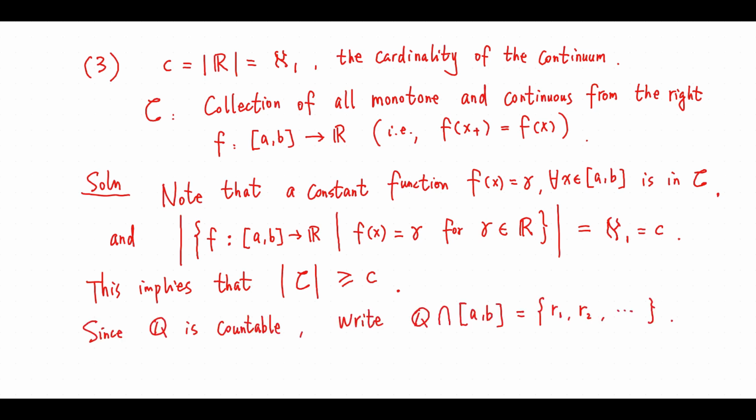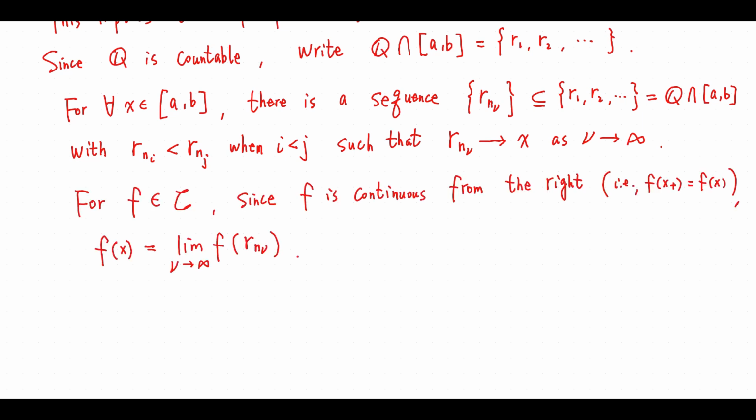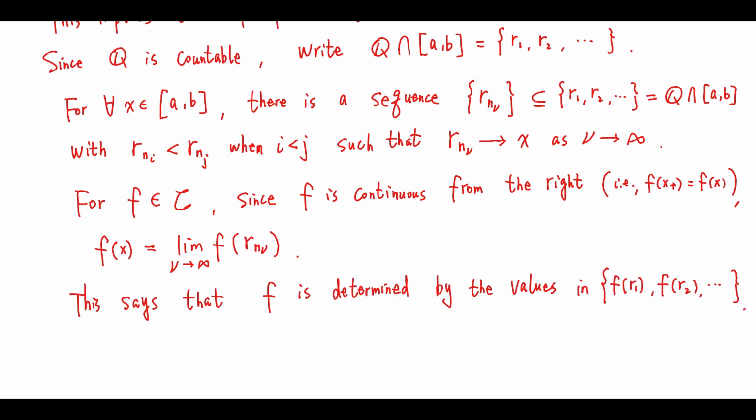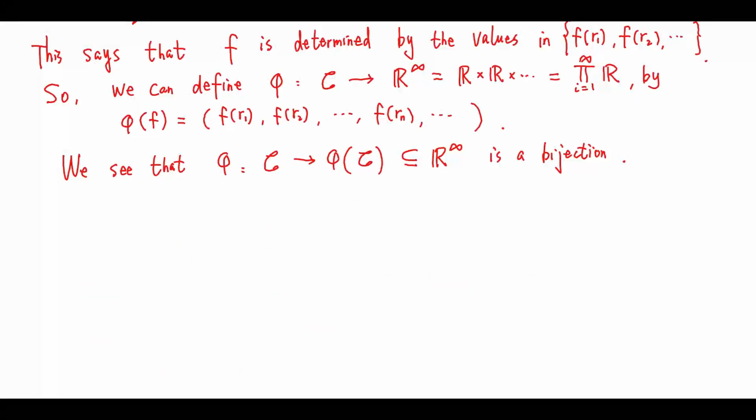Write the intersection of Q and the closed interval AB by this one. For any x in the closed interval AB, there is a sequence given by this one, such that we have this limit. For a function f in the collection C, we have this limit. This is, f is completely determined by this set. So we can define a map phi by this one. We see that the map phi from C to phi C is a bijection.